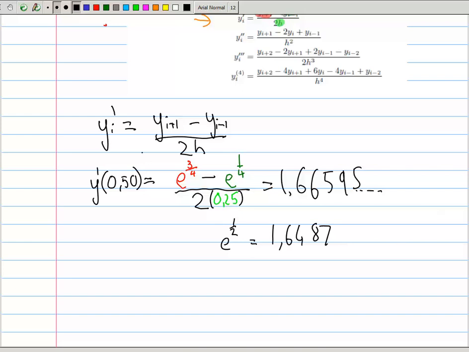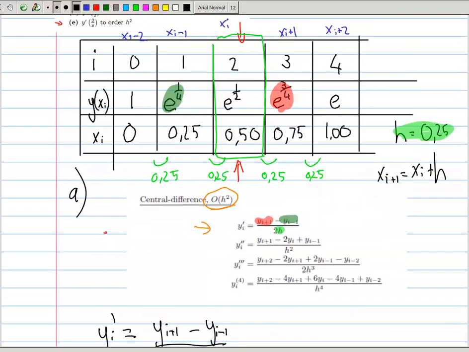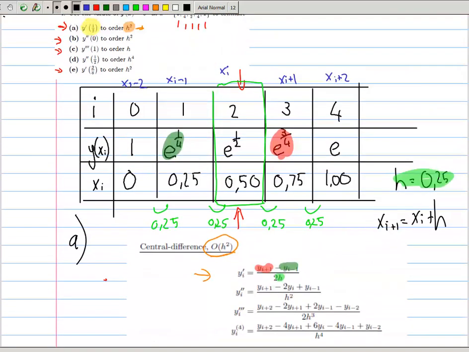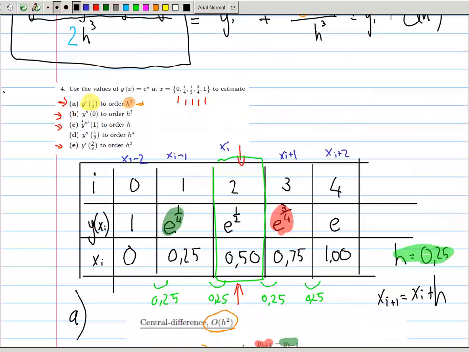So it's always nice to double check, if you're able to, that you are roughly on the right tracks. If you land up with, say, 3 point something when you should be 1 point something, then you know that you need to go back and double check, because you've probably missed something somewhere along the way. But yeah, it's really as easy as that. I'm now going to cover the next question, which is they want to know y prime prime of 0 to order h squared.